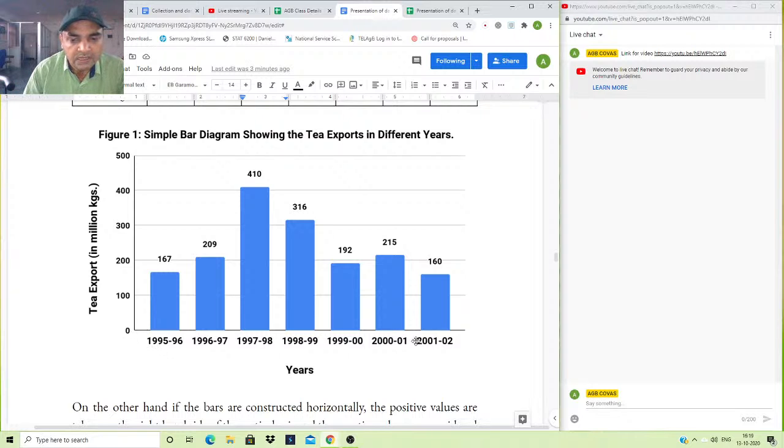On the horizontal axis, the x-axis, we are depicting the different years: from 95 to 96, then 96 to 97, 97 to 98, like this. In this diagram, the bars are of equal width and have equal distance between them, so that they can be arranged well and identified from each other. On top, I have shown the value for each year: in 1995-96 it is 167, then 209, 410, 316, 192, 215, and in the last year, 2001-02, it is 160.